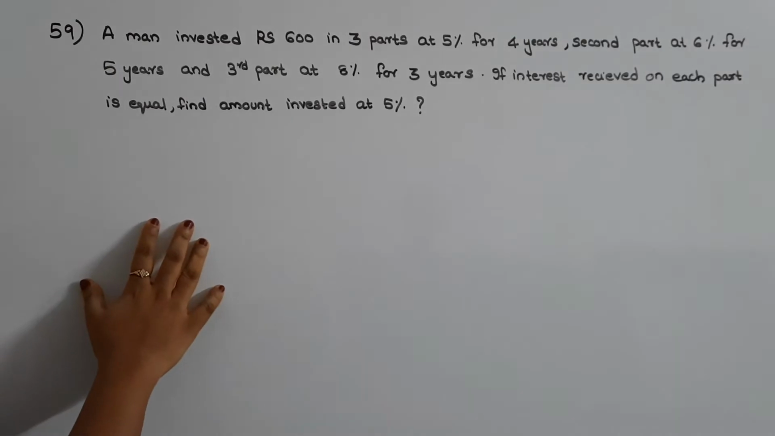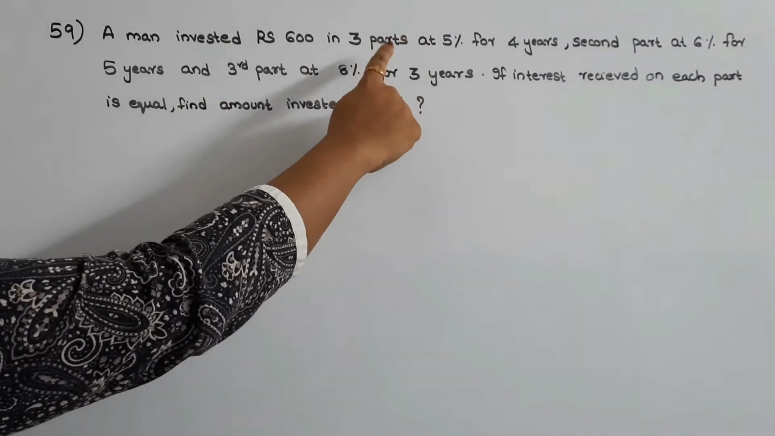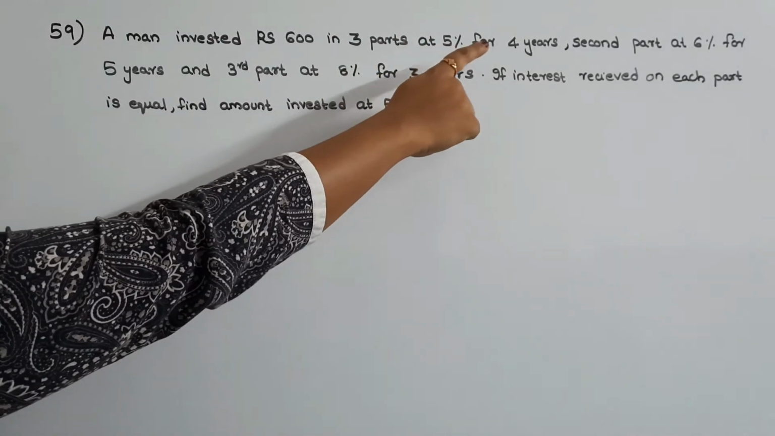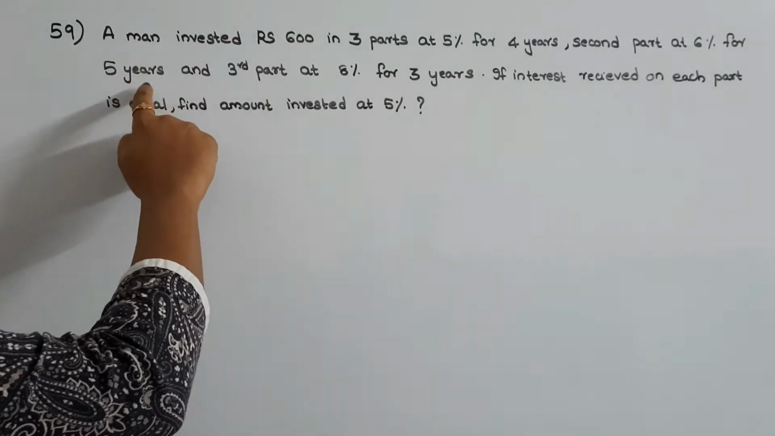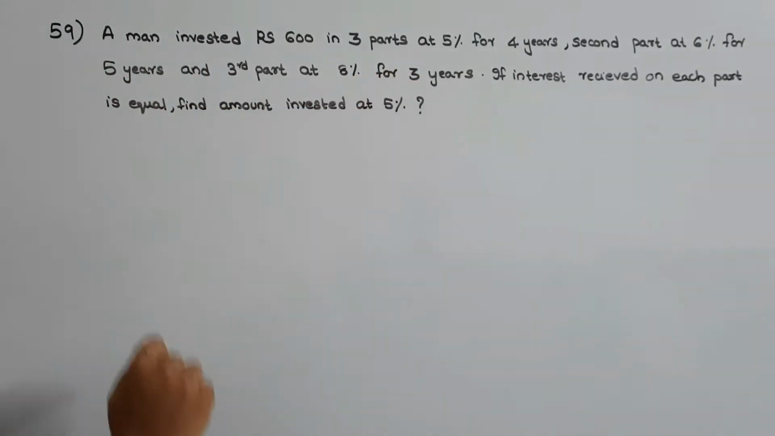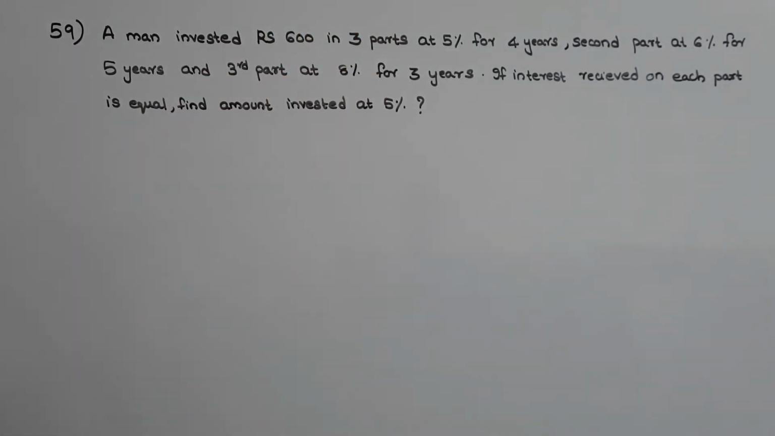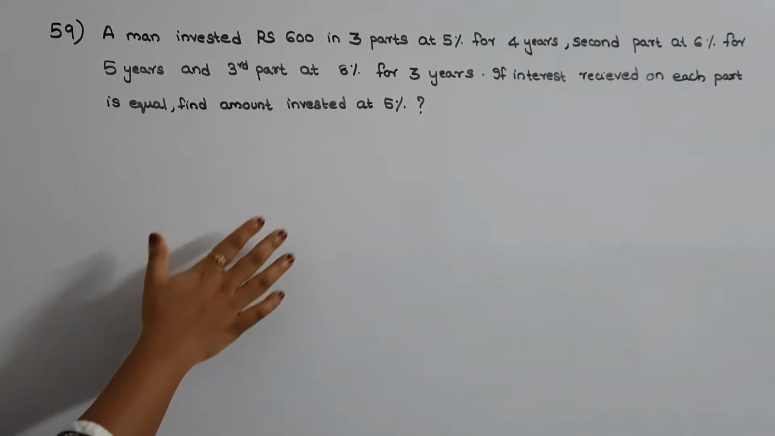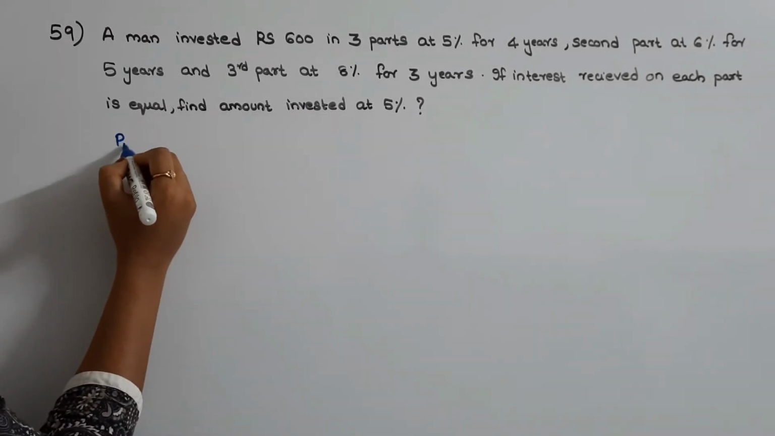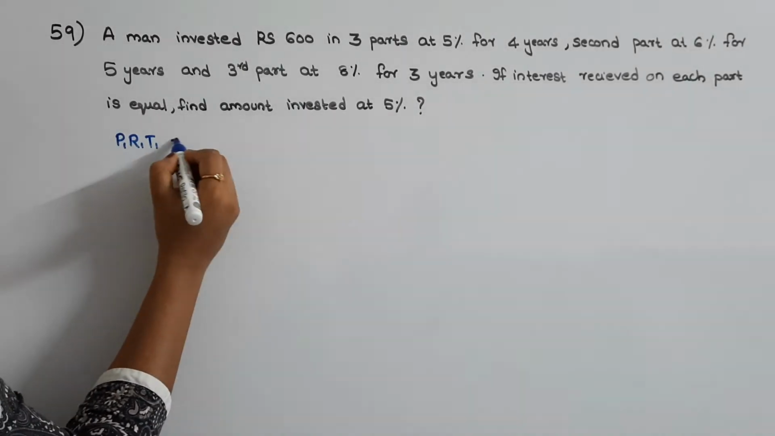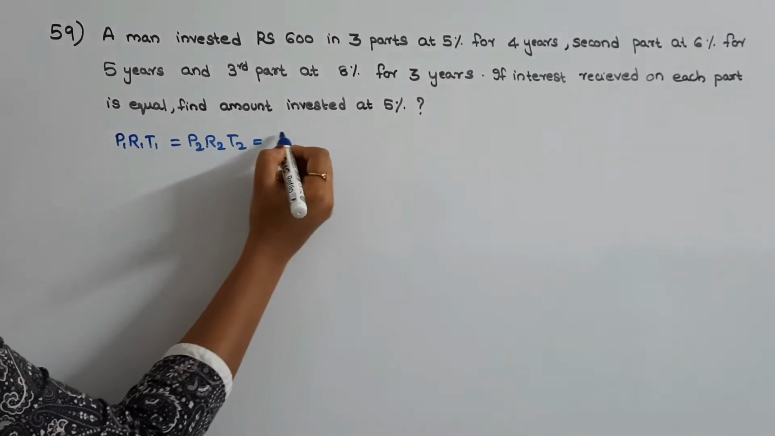In this question they are telling that a particular principal value is divided into 3 parts, and the first part is invested at 5% for 4 years, the second part at 6% for 5 years, and the third part at 8% for 3 years, and we need to find out the principal in the first part. Here also the interest is the same in all the cases.